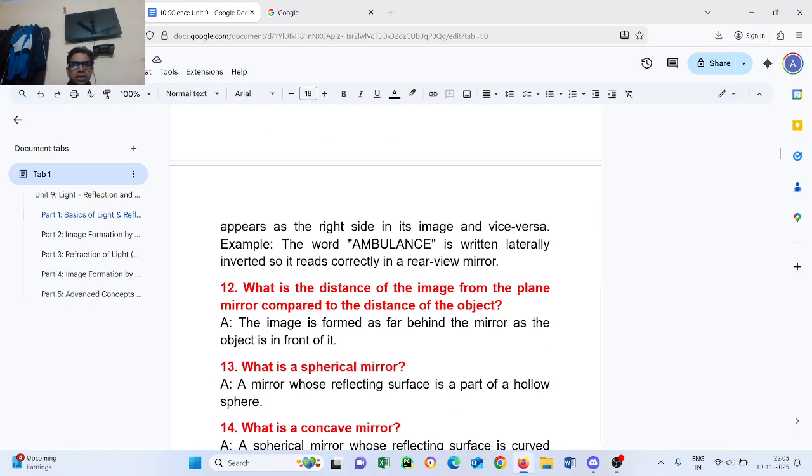Question number 12. What is the distance of the image from the plane mirror compared to the distance of the object? The image is formed as far behind the mirror as the object is in front of it.